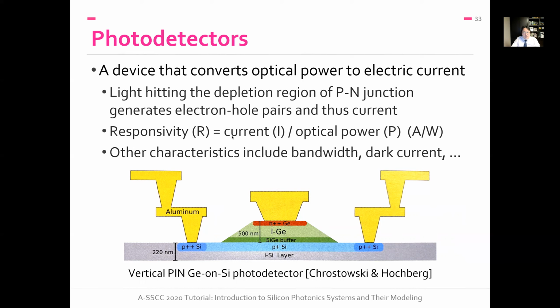The key characteristic that describes the photodetector is called responsivity. It describes how much current will be produced by the photodetector when a unit power of optical signal shines on the surface of the photodetector. There are some other characteristics, including the bandwidth of the photodetector, and dark current, which describes how much noise it is generating even when the light is not shining on the photodetector, and so on. But those are small details.